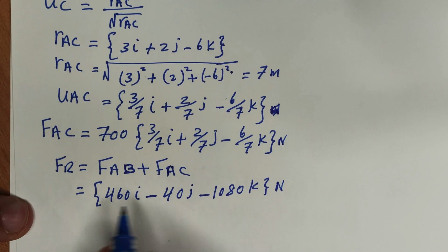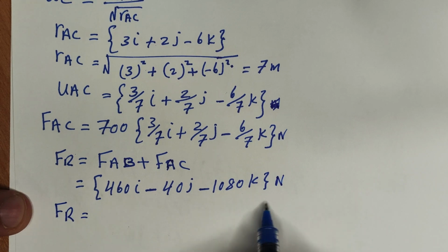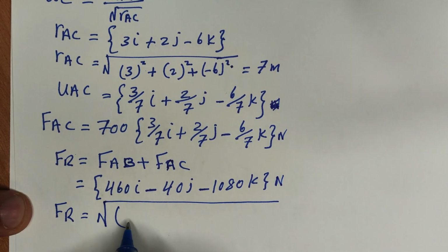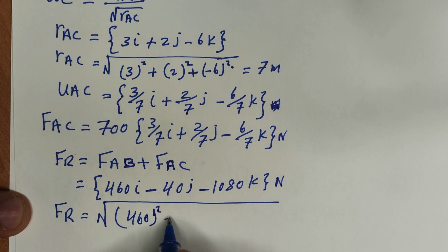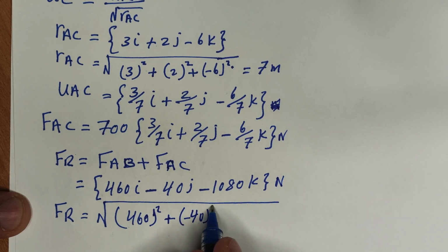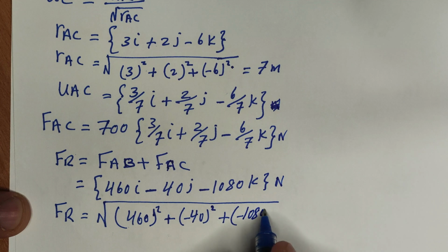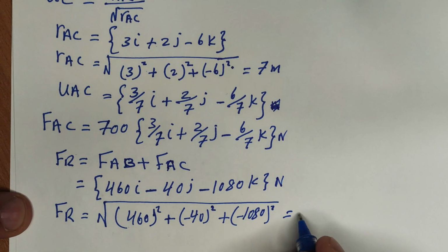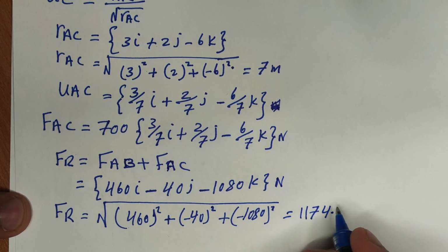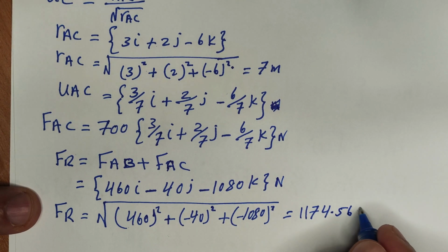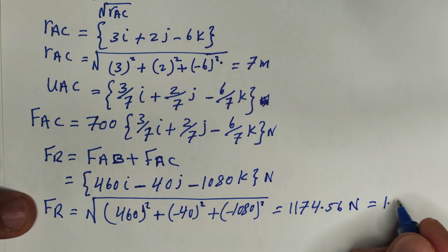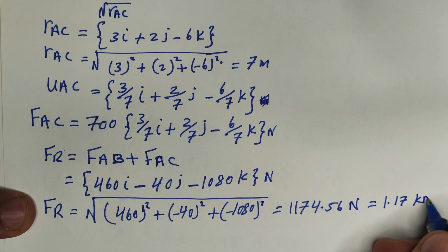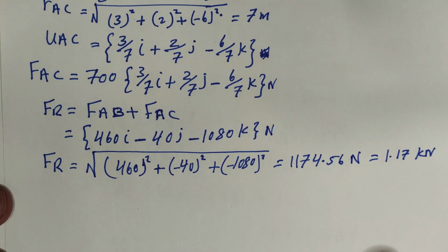So we found FR. Now we're going to find the magnitude of FR itself, which is the square root of 460 squared plus negative 40 squared plus negative 1080 squared. When you plug all of that into your calculator, you should get something like 1174.56 Newton, which is equal to 1.17 kilo Newton. Now we found the magnitude of the resultant force.